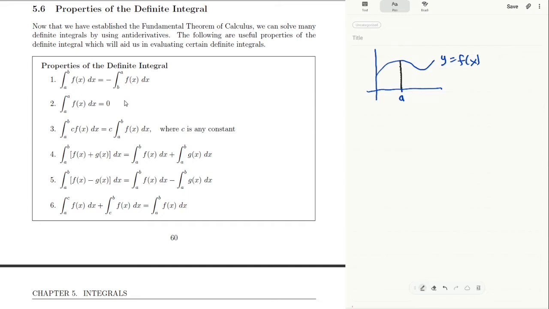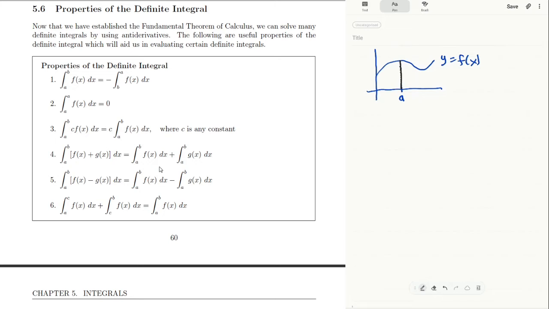Now, the third property states that constants can be pulled outside of the integral. So the integral from a to b of c times f of x is equal to c times the integral, where c is any constant. The fourth and the fifth properties state that the integral of the sum or difference of two functions is the sum or difference of their integrals. So the integral of f plus g is the integral of f plus the integral of g. And the same thing will hold for the difference of the two functions.